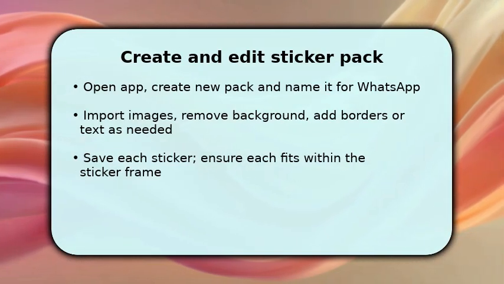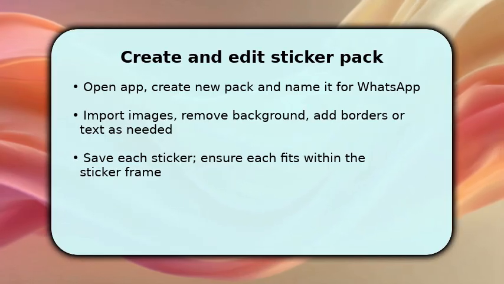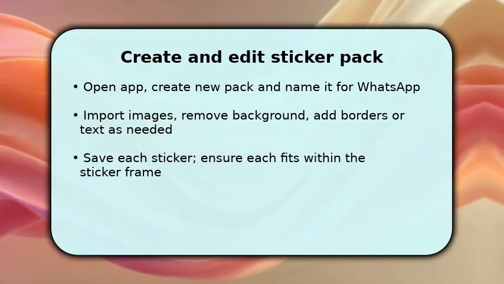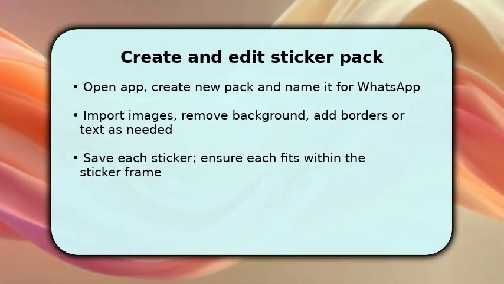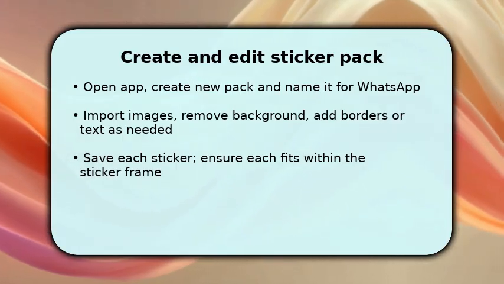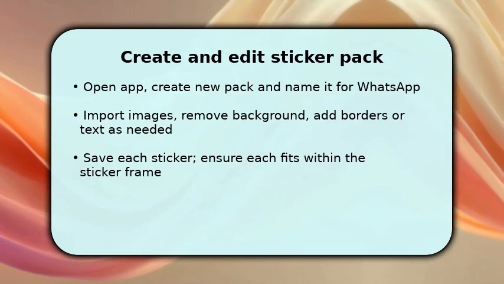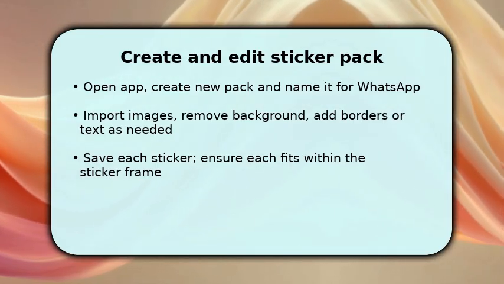Next, open the sticker app and create a new pack. Name it something memorable so WhatsApp shows it correctly. Import your chosen images one by one, then use the app's background removal tool or eraser to create clean edges. You can refine details and add small borders, shadows, or captions to enhance cuteness. Make sure each sticker sits well inside the frame and isn't cropped at the edges.